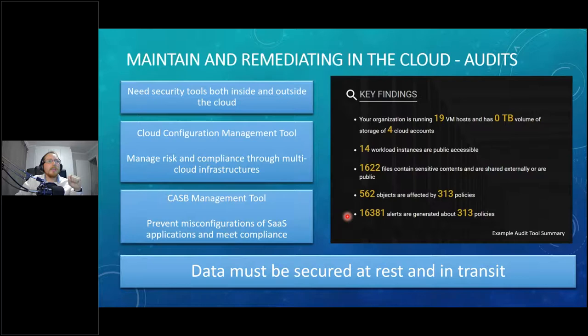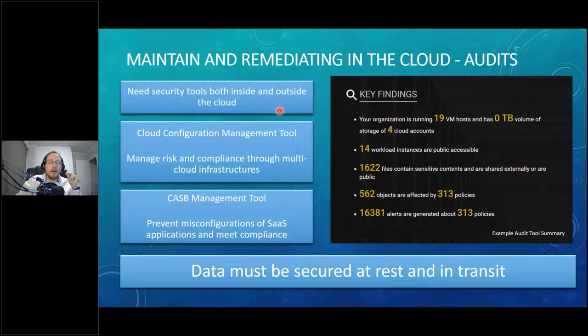But the big thing to think about now is how to audit yourself. That's probably going to be the best way to maintain and remediate issues in the cloud. So there are three key points you need to talk around. First of all, you're going to need security tools both inside and outside the cloud, and by inside I mean inside your organization. So you need OT security, IT security, and cloud security. So going into cloud is not a simple exercise, and I think that's the first major point to get across.